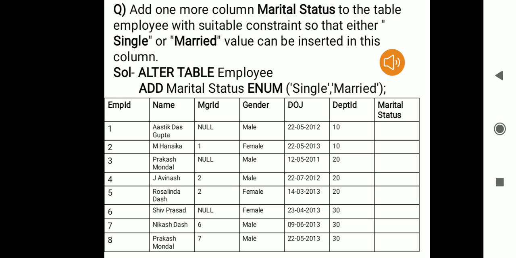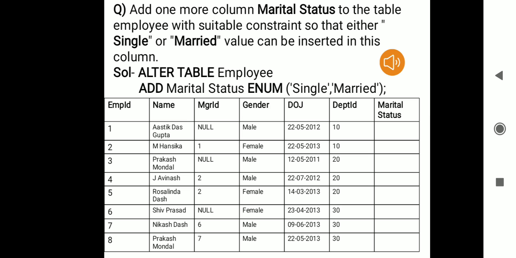Read the question in this slide. It says, add one more column, marital status, to the table employee with suitable constraint so that either single or married value can be inserted in the column. That means you are asked to insert a column called marital status to the table employee, which can accept the values as either single or married.